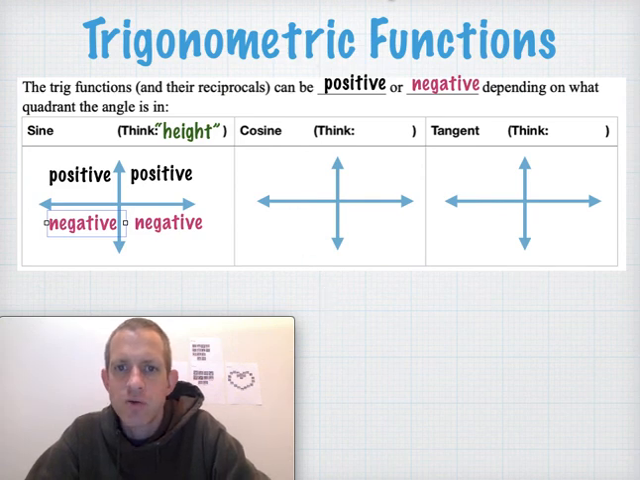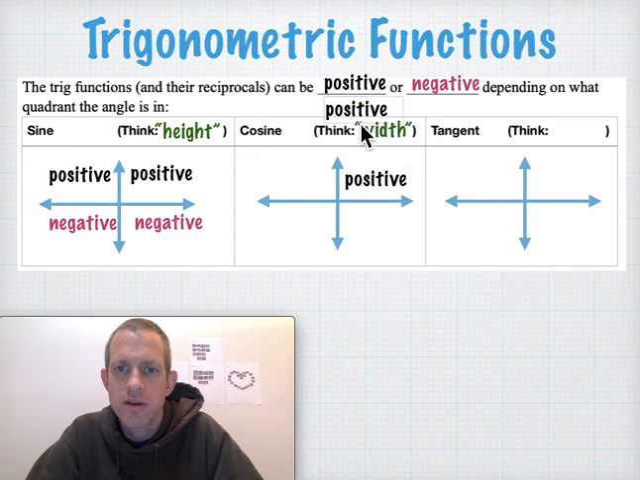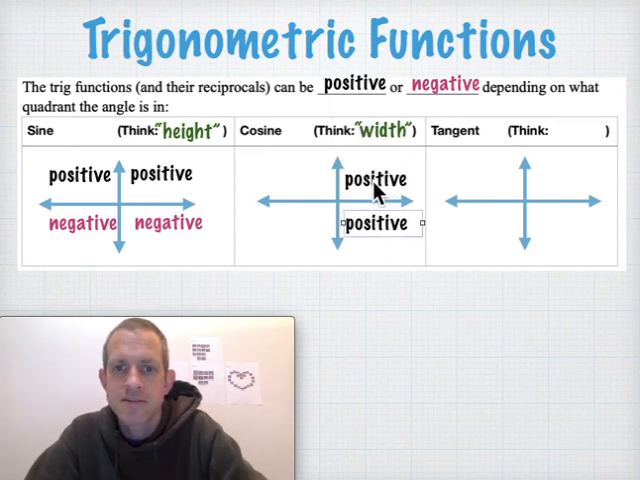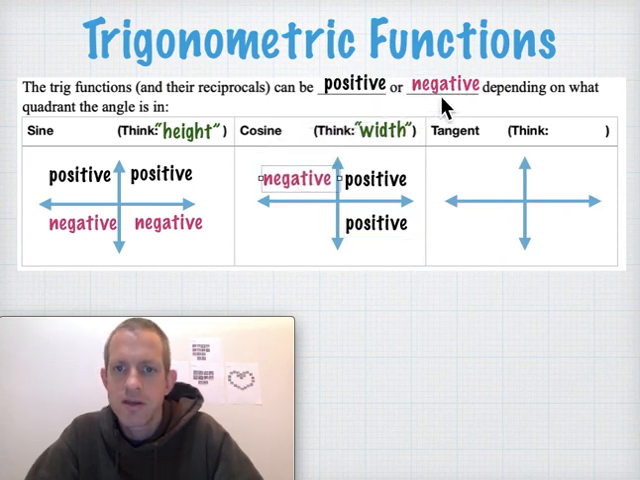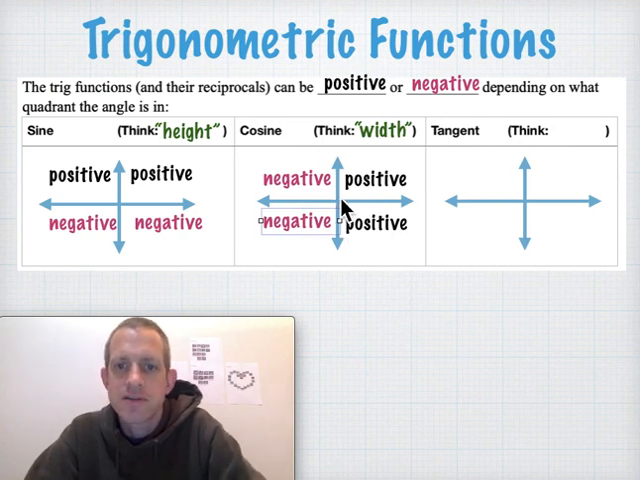When we think about cosines, I want you to kind of think of them as widths of sorts. And so they're going to be positive in quadrants 1 and 4 because you're to the right of the y-axis. And they're going to be negative in quadrants 2 and 3 because you're to the left of the y-axis.